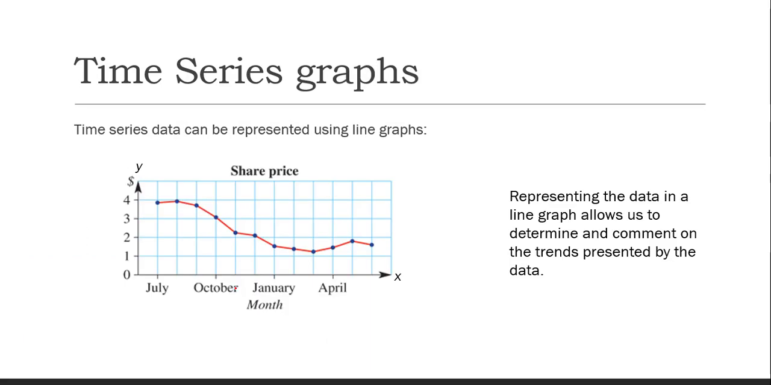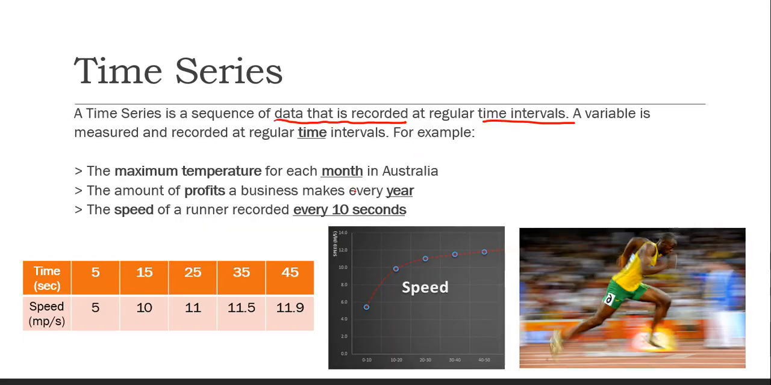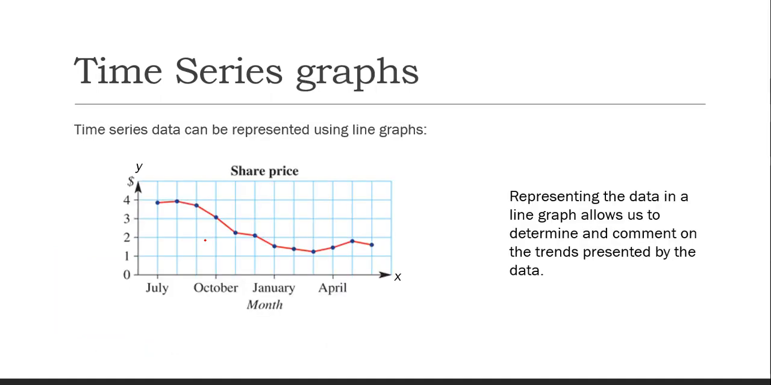Now, a time series graph is how we represent this data. A time series graph is used to represent data over time, obviously. And we have a line here. So this is what we call a time series line graph. It's got the variables changing over time, and it's all joined by a line. Representing the data in this way helps us to determine and also comment on the trends. So trends are very important when it comes to time series.